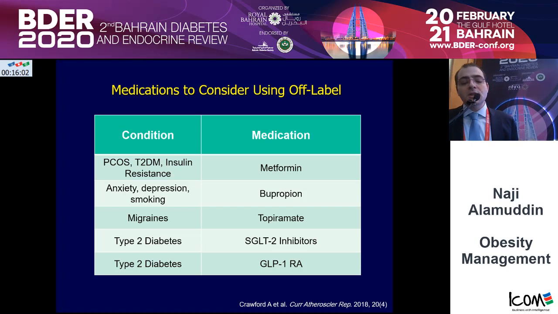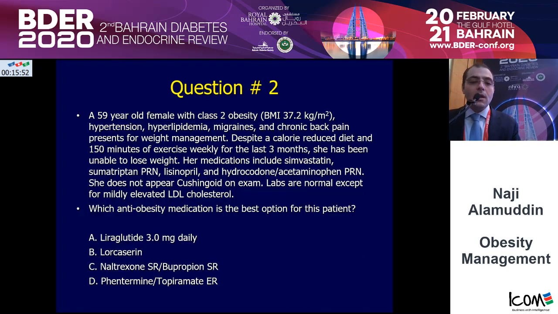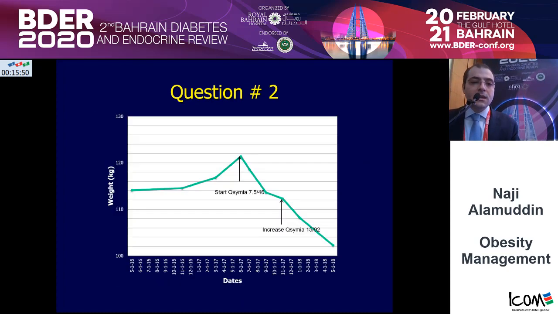Patients with anxiety, with depression and smoking, you should consider using bupropion. Migraines, Topamax. And then GLP-1 agonists and SGLT2 inhibitors for patients with type 2 diabetes. I'm going to skip this question just for time's sake.